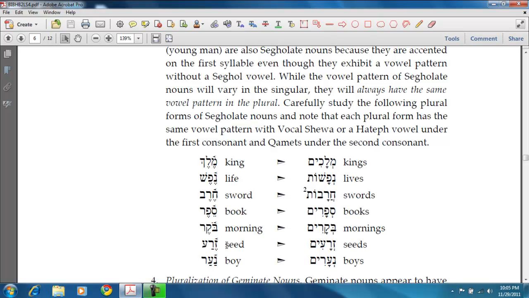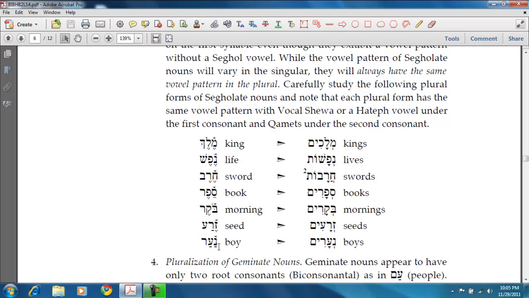Zera for seed, zeraim for plural, for seeds. So the segol reduces to a shva. Same thing for na'ar for boy, ne'arim for boys. You see how the accent shifts down to the end. Once it goes from the singular to the plural, the accent shifts and there's a reduction of that vowel to a simple shva, or a hatef patach if it is a first guttural on that root.